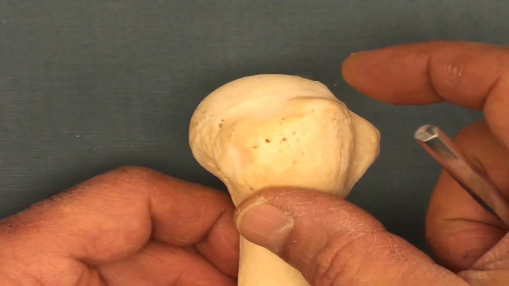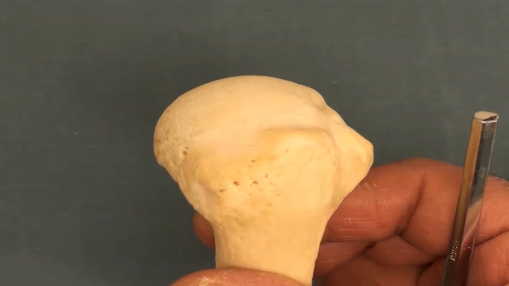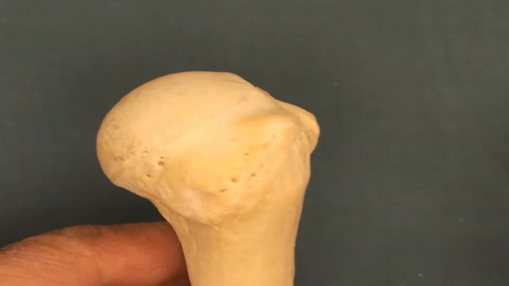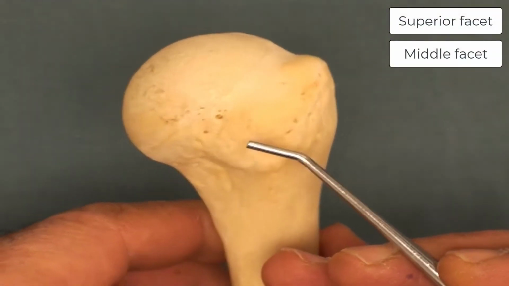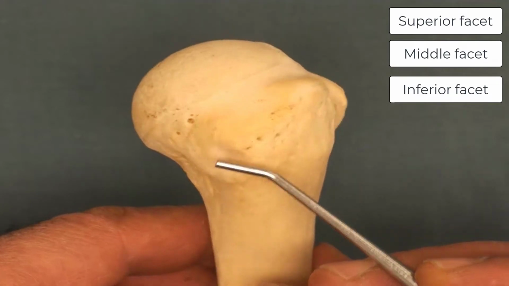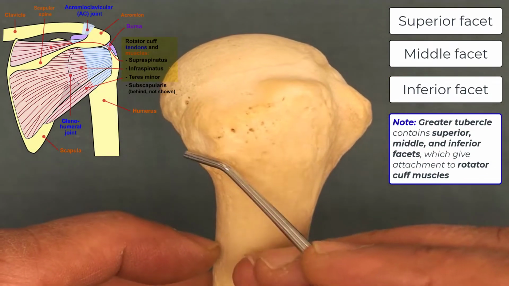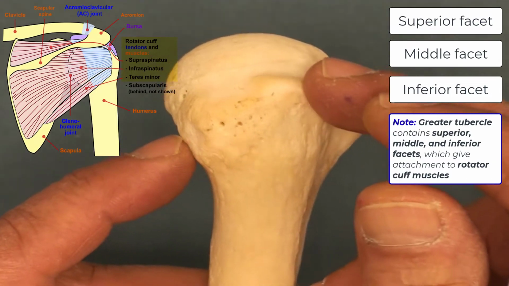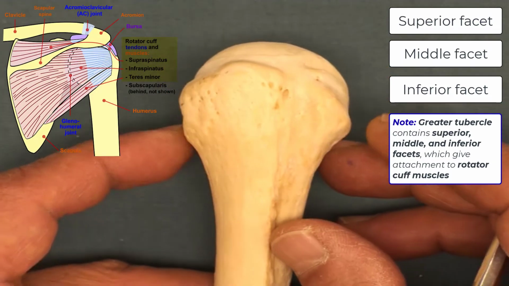The greater tubercle has three small surfaces known as facets. So if I can hold the bone like that, okay, perfect. I can see the facets here. Here's the superior facet, middle, and inferior facet. These facets give attachment to the rotator cuff muscles. Three of the rotator cuff muscles.